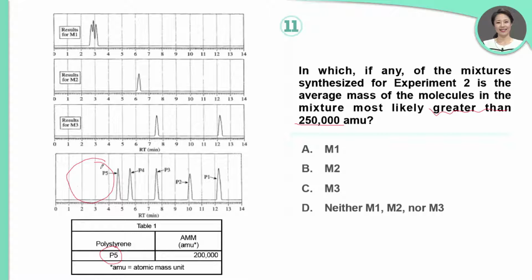The 250,000 will come out faster than P5. So is it M1, M2, or M3? It should be M1, because M1 came out around 3 minutes. It has to be faster than 4.8. So the answer is M1. A is the answer.